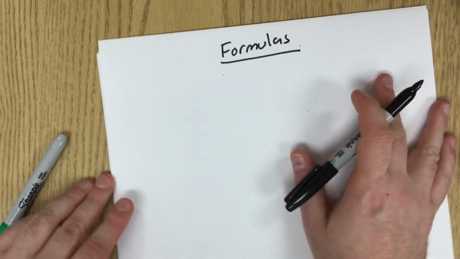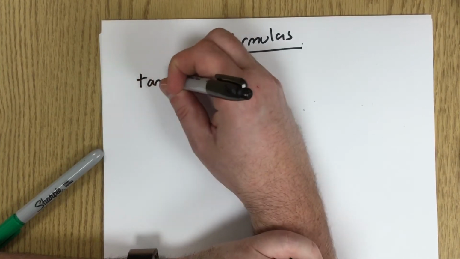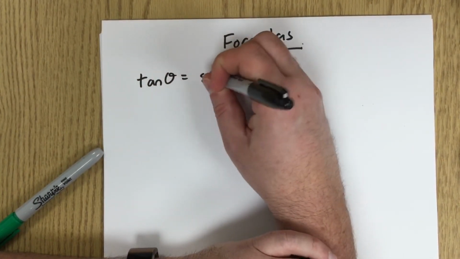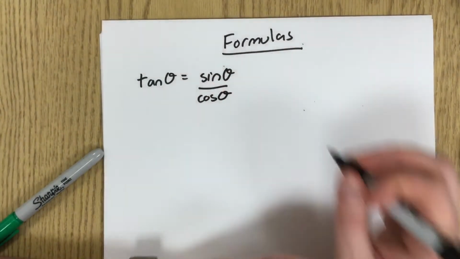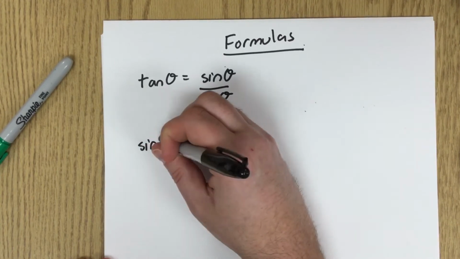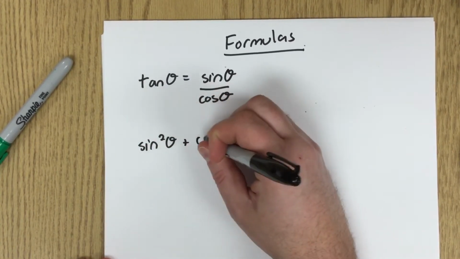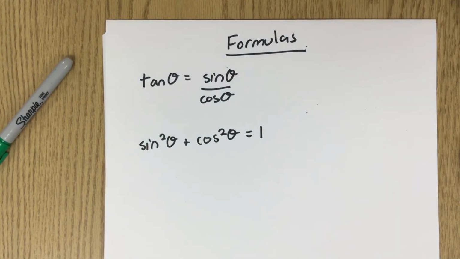So putting that all together, we have some formulas. The formulas are going to be that tan theta equals sine theta over cos theta, and the other one is going to be sine squared theta plus cos squared theta equals 1. Now we're going to do some variants on those formulas as well.